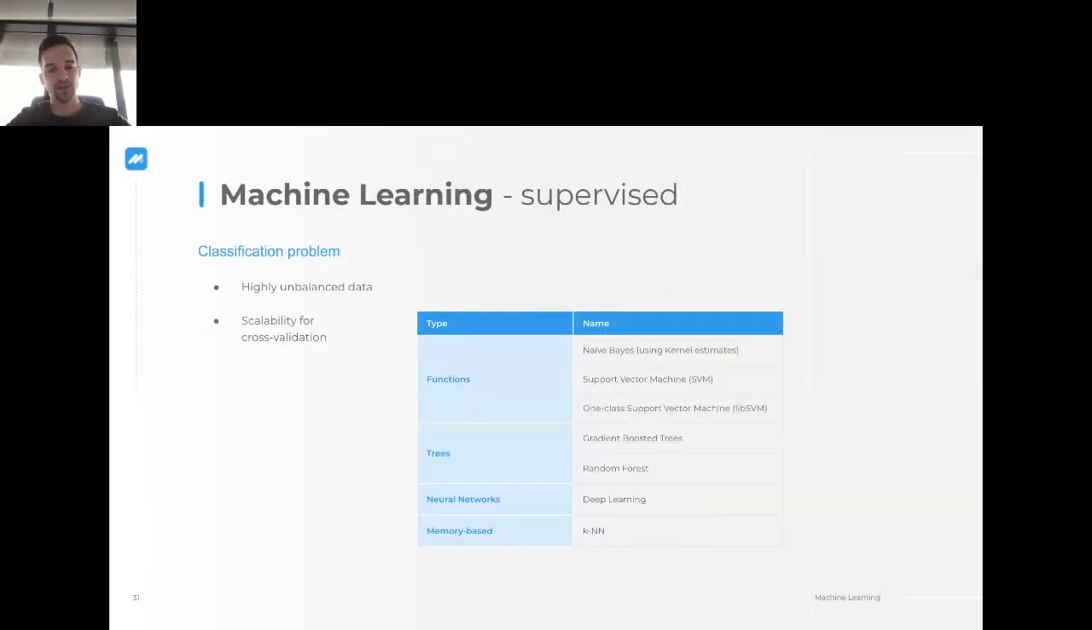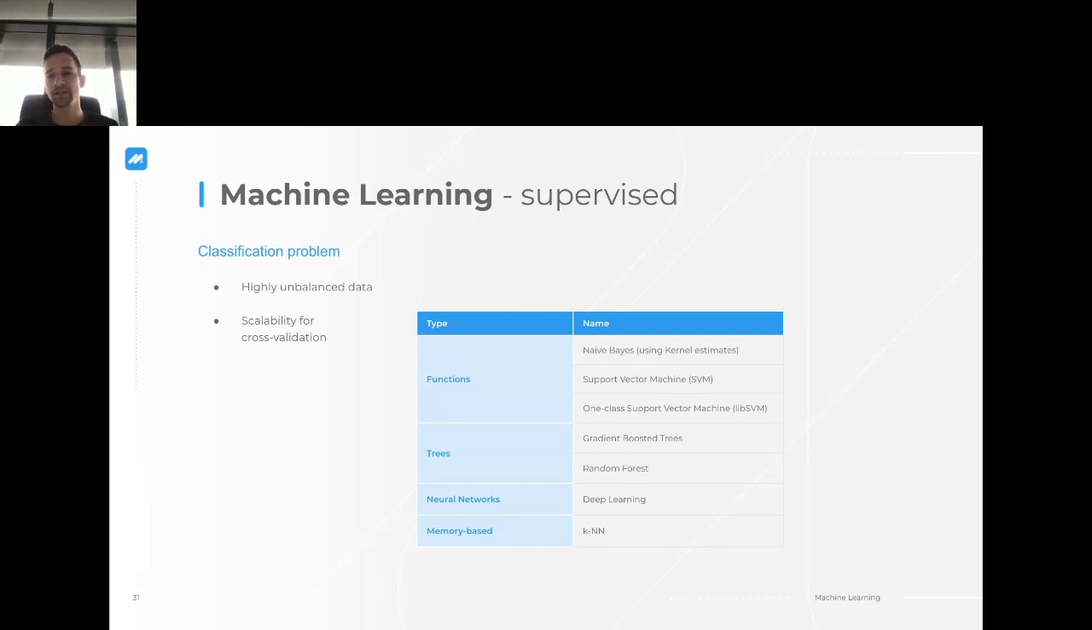And in supervised learning, we have a classification problem. Is it an anomaly or not? The main challenge was that the data is highly unbalanced. When we concluded our unsupervised learning, 0.39% of data were anomalous. It's highly unbalanced. And as we want to employ cross-validation, we need the algorithm to be scalable because in cross-validation, multiple models are being created and validated as well.